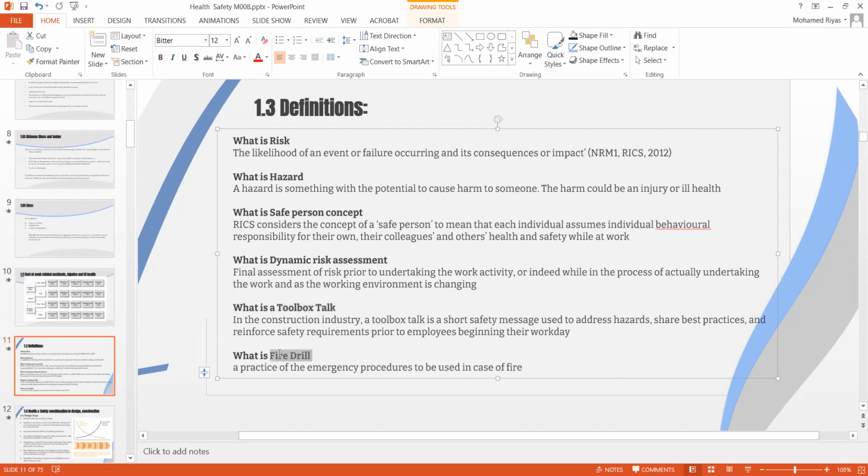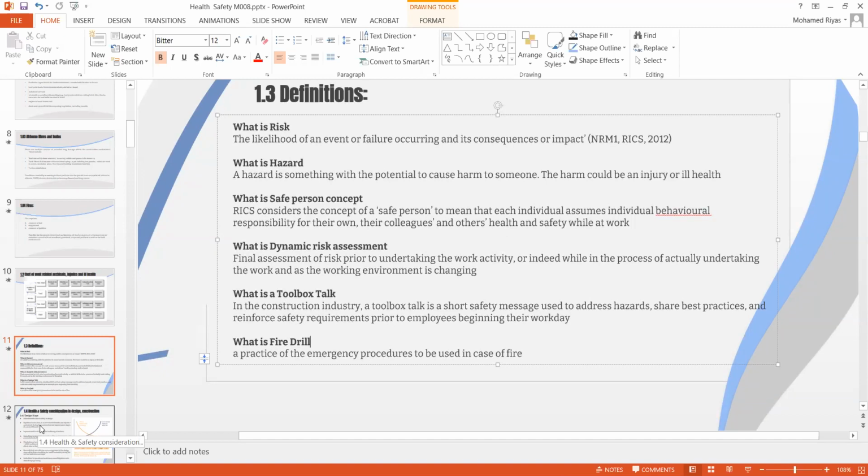Then finally, fire drill. When we say fire drill, we can call it a mock-up or practice of how to react in case of an emergency. In a fire drill, people will have a safety plan and evacuation plan, everything will be ready. If any emergency comes, how to react. This is called a fire drill.